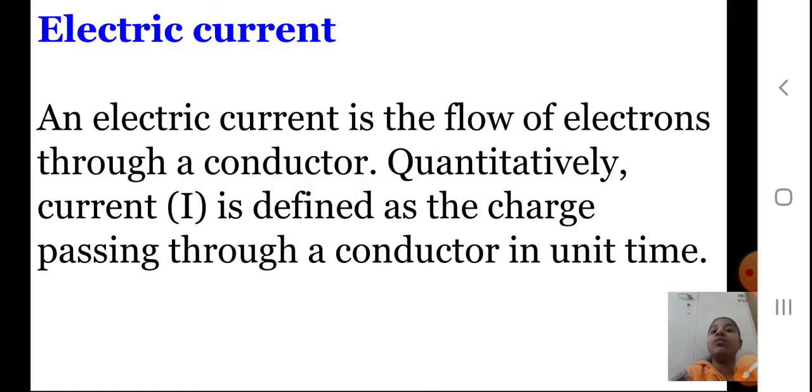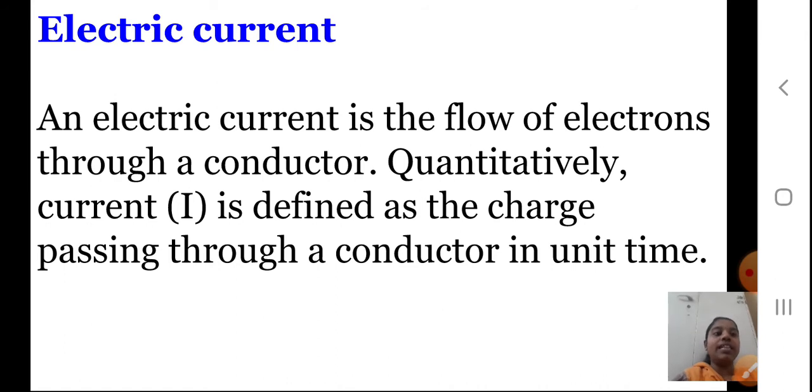So the part which you studied was the definition of electric current. Yes students, what is electric current? An electric current is the flow of electrons through a conductor. You need a conductor, right, which will allow this passage of electrons. Quantitatively, current is defined as the charge passing through a conductor in unit time. So you will remember the definition, that is, current is defined as the charge passing through a conductor in unit time.